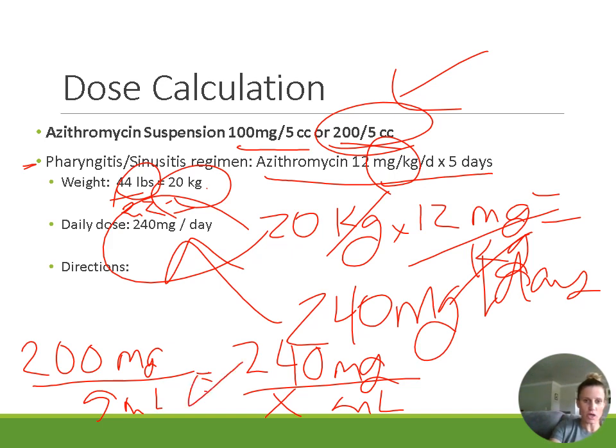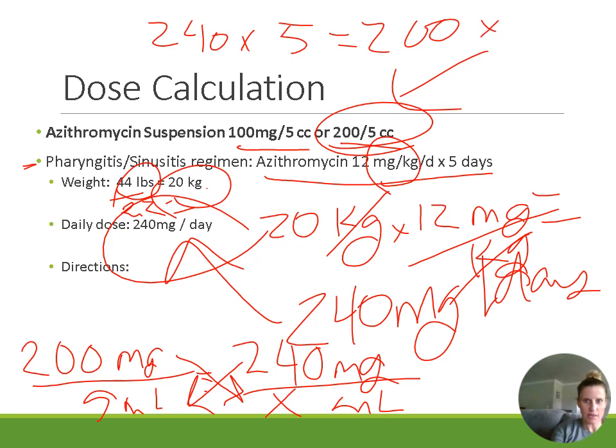So if you just cross multiply, 240 times 5 equals 200 times X mLs. I don't have a calculator in front of me, but 240 times 5, and then you're going to divide that by 200, and that's going to tell you the number of milliliters that we have to give.